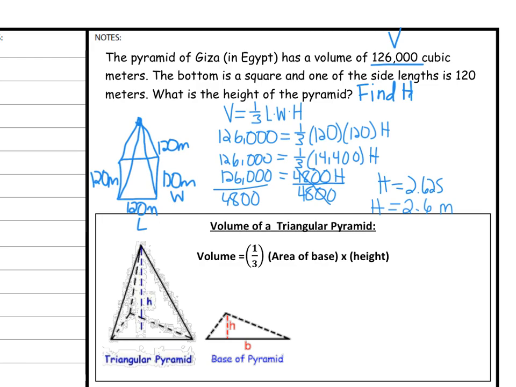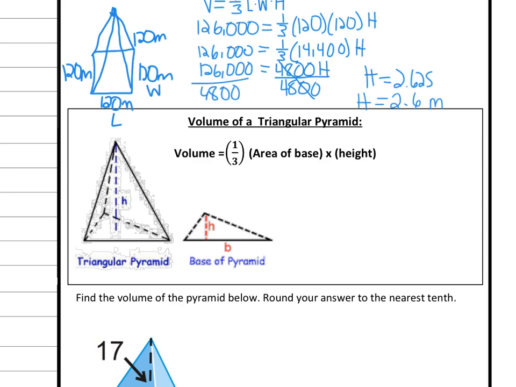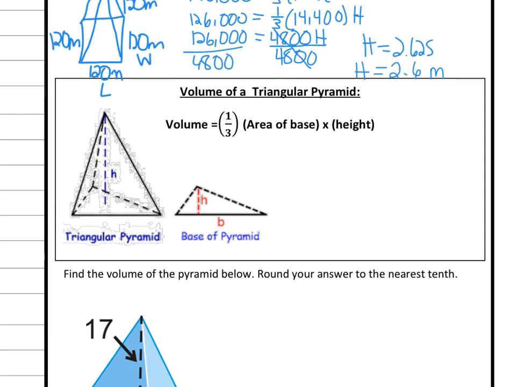Now we're going to move on to triangular pyramids. So this is another pyramid, and my picture copied very funny, but I think you can see it with me. But the base this time is a triangle. So where my volume formula says I have to find the area of the base, I don't get to do length times width anymore, because that's not how you find the area of a triangle.